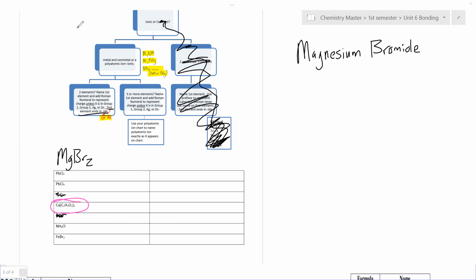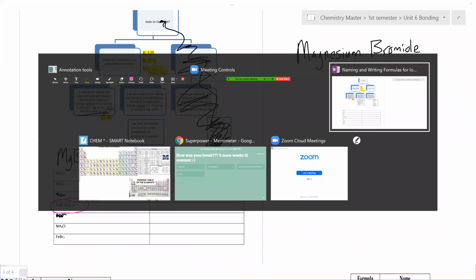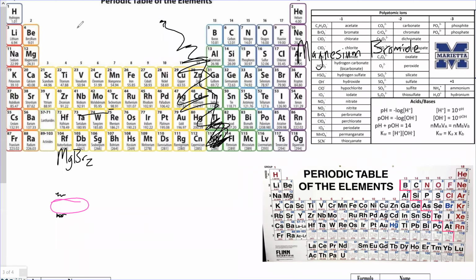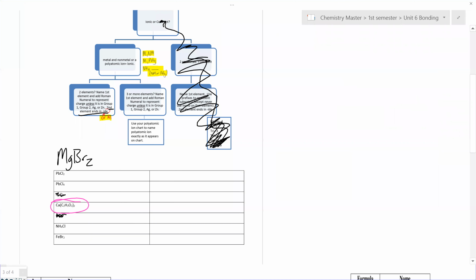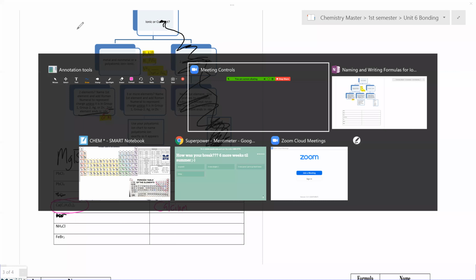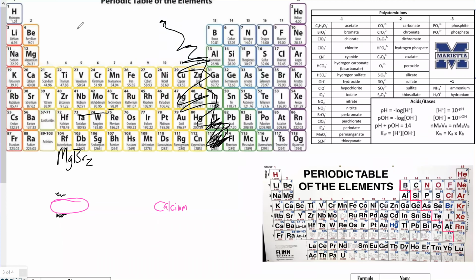So that means you should be at some point looking on this table over here with the polyatomic ions. You're still going to name your first element, and then we're just going to go find the polyatomic. So your first element is Ca. Calcium, excellent. So that means that C2H3O2 is somewhere on this polyatomic table.